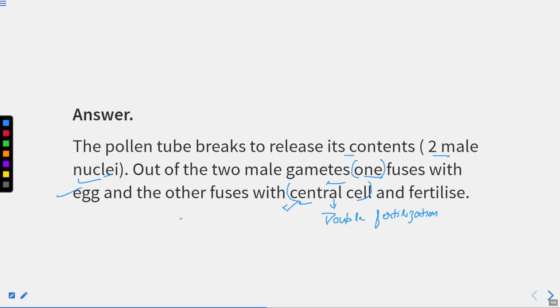So you can write, when the male gamete fuses with the central cell, which is already diploid, this phenomenon is known as triple fusion. And you can see here, fertilization is taking place twice, that's why it is known as double fertilization. So this happens in angiosperms.